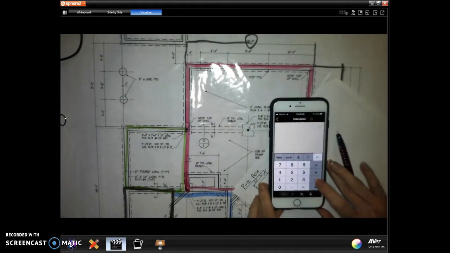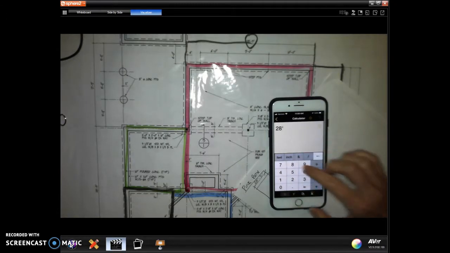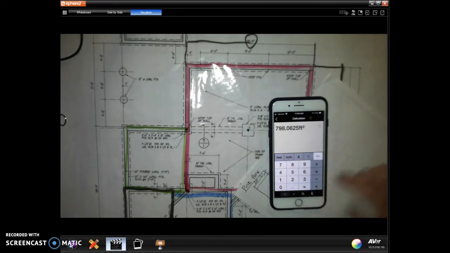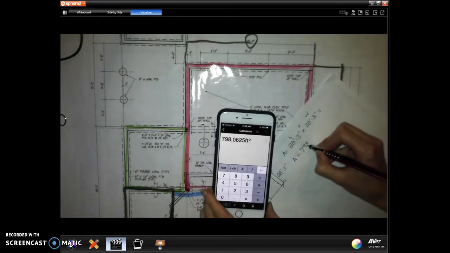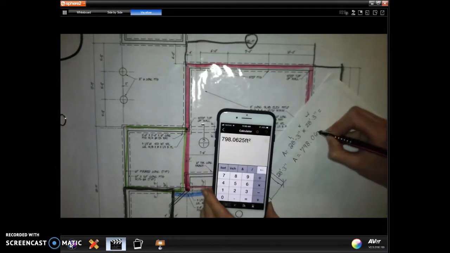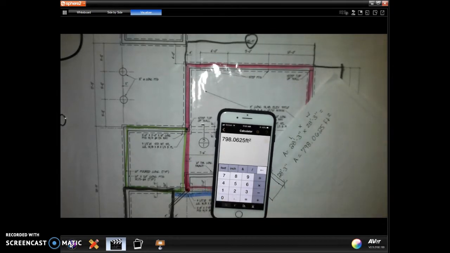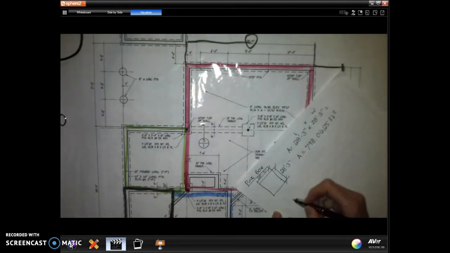I'm using the DeWalt construction calculator on my phone, and if you bought a construction calculator, this is pretty similar. I'm going to type in 28 feet 3 inches times 28 feet 3 inches, and then I get 798.0625 feet squared. We will reduce that down in just a minute, but let's go ahead and put that to the side. Alright, so that's the area of the pink box.